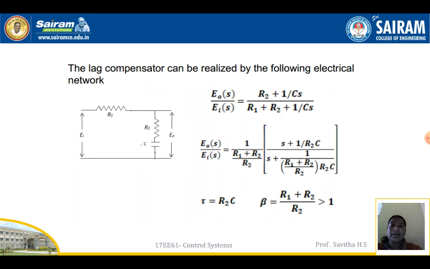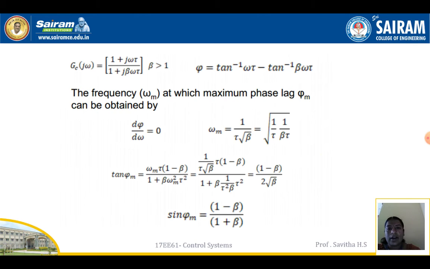Lag compensator can be realized by the following electrical network. R2 and C are in series. Eo(s) divided by E(s) is (R2 plus 1 by Cs) divided by (R1 plus R2 plus 1 by Cs). So by modifying the equation, we take tau equal to R2 into C and beta equal to (R1 plus R2) divided by R2, which is greater than 1.